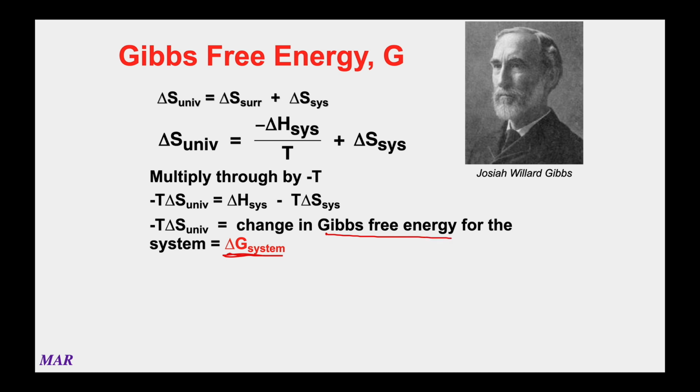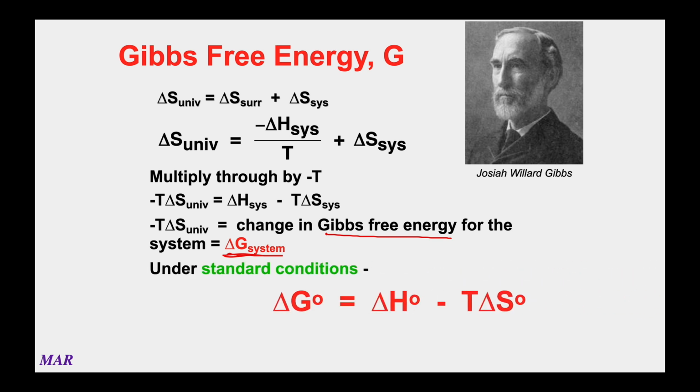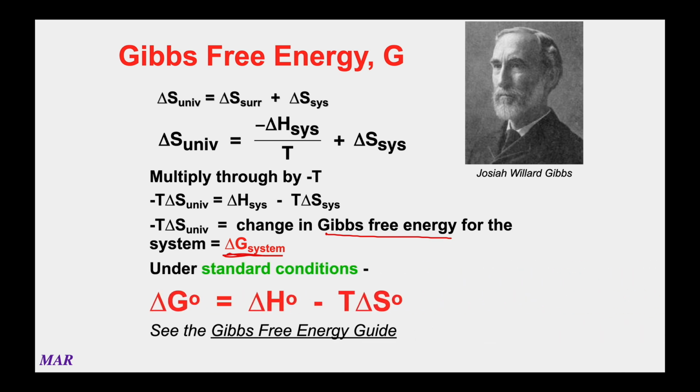Gibbs free energy is yet another thermodynamic quantity. So there's delta H enthalpy, there's delta S entropy, and now there's delta G Gibbs free energy. If you have standard conditions, delta G equals delta H minus T delta S. This is the Gibbs free energy equation. There's a picture of good old Gibbs up there. Now, at this point, you're probably like, yeah, that's a lot easier. What are you talking about?